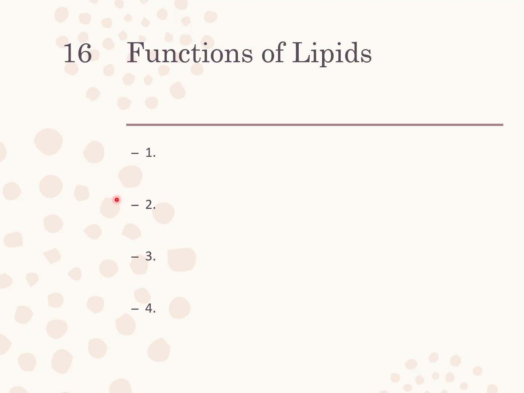Number 2 function, so again, when we think about why fats are important for us, they're very chemically stable. So fats are very easy for us to store. So function number 2 is storing energy for later use.